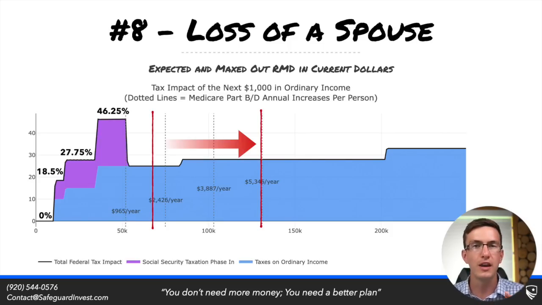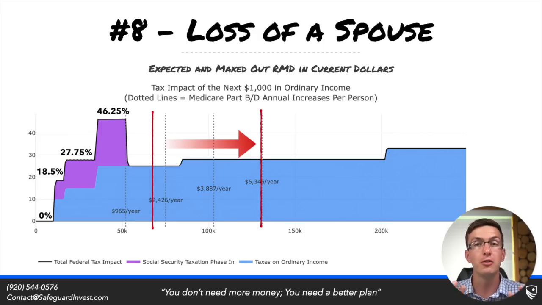Finally, the last tax year that we're going to look at, and this is more of an uncertain year. We know this year is going to come, but we don't know when this year is going to come. And this is specifically for married filers, and that's the loss of a spouse. And so we've talked quite a bit on the Safeguard Wealth Management YouTube channel around something called the widow penalty. Essentially what happens with the widow penalty is oftentimes you still have just as high of income.